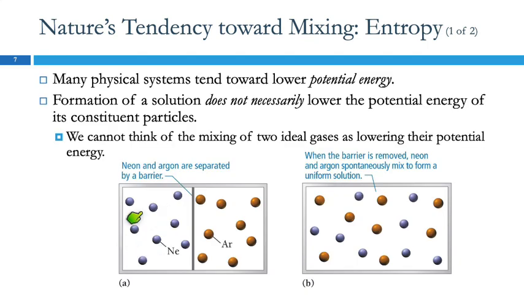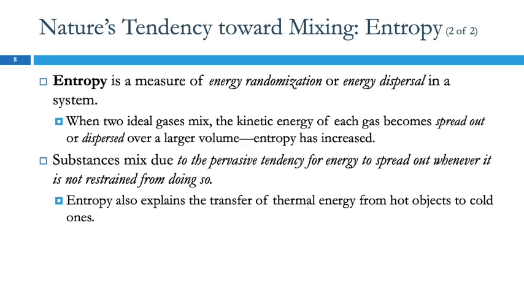So here, neon's thermal energy was confined to half of this container, and argon was confined to the other half. Its energy was confined. When we remove the barrier and let them mix, now both neon and argon spread their energy over a greater volume. And that's an increase in entropy, and that's what drives the mixing. So substances mix because of this pervasive tendency for energy to spread out whenever it's not restrained from doing so.